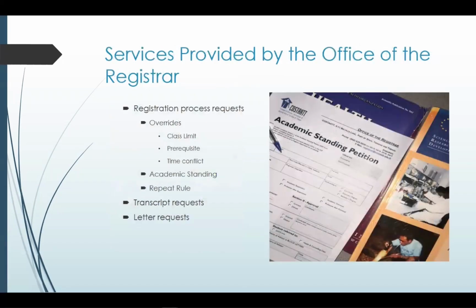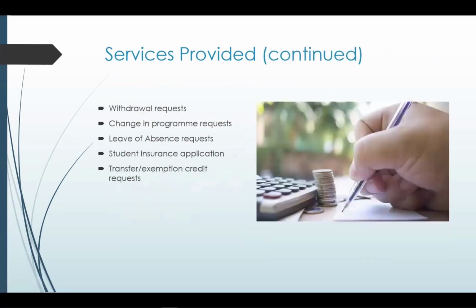What are the services provided by the Office of the Registrar? Registration process requests, which include overrides, academic standing, and repeat rule. Transcript requests, letter requests, withdrawal requests, change in program, leave of absence, student insurance application, and transfer exemption credit requests.